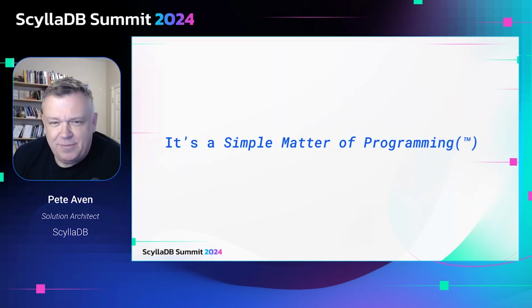And just to be upfront about it, it's a simple matter of programming, right? So with these systems, there is no ETL tool, there is no data movement tool to go from a document database to a wide column store, right? So you're going to be doing some programming, but that's okay, right?